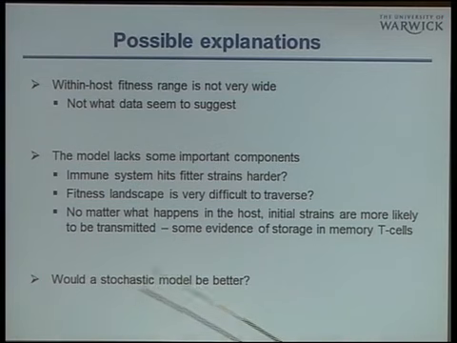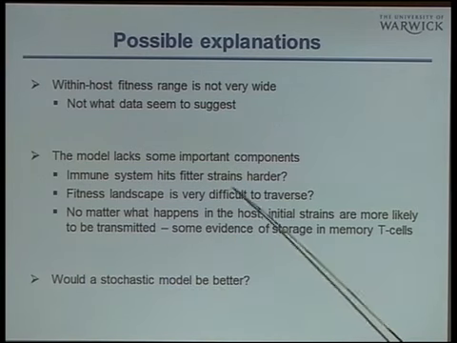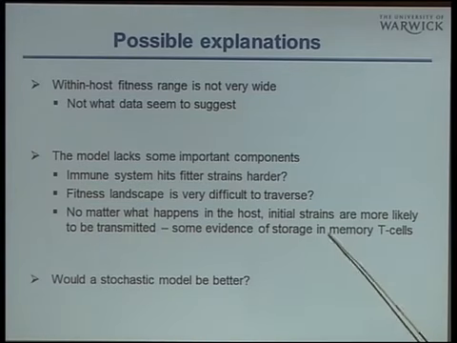For example, I assume that the immune system hits all strains equally, and this might not be the case. It might hit fitter strains harder. The fitness landscape is very difficult to traverse, so my toy examples were not complex enough. And no matter what happens in the host, maybe, and this is important, the initial strain is more likely to be transmitted no matter which other strains appear in the host. There is some evidence that the strain you get infected with gets stored in the body, and no matter what happens within you, you tend to transmit that one anyway.